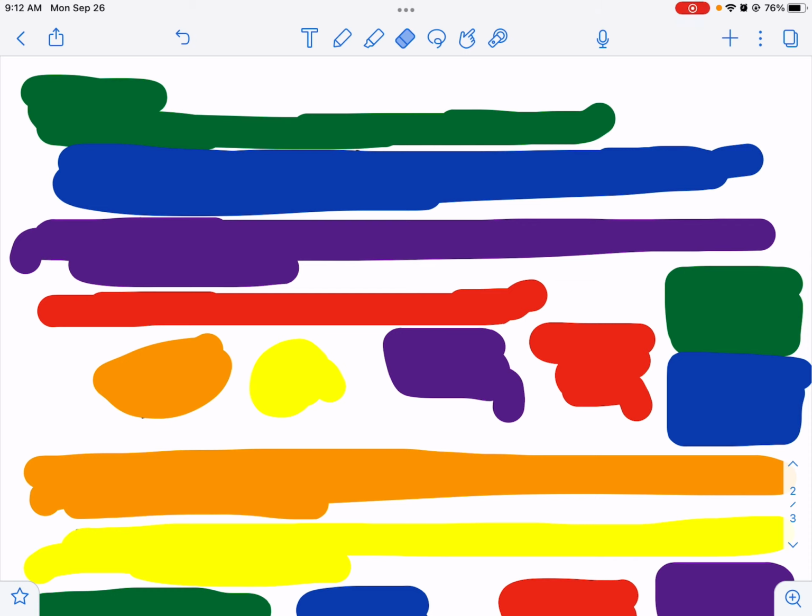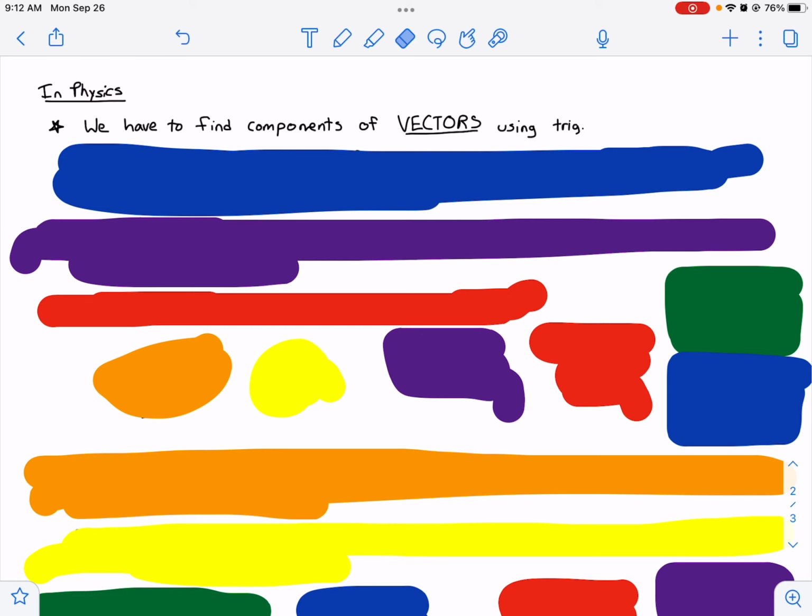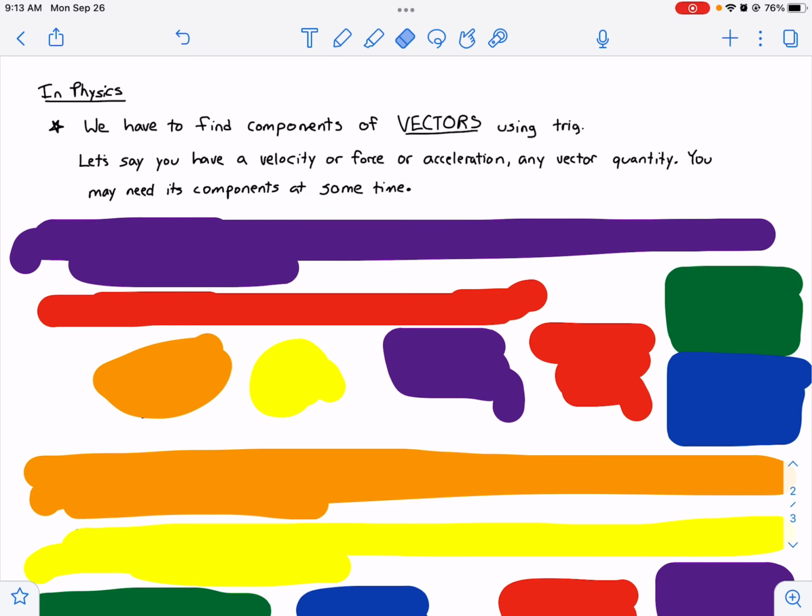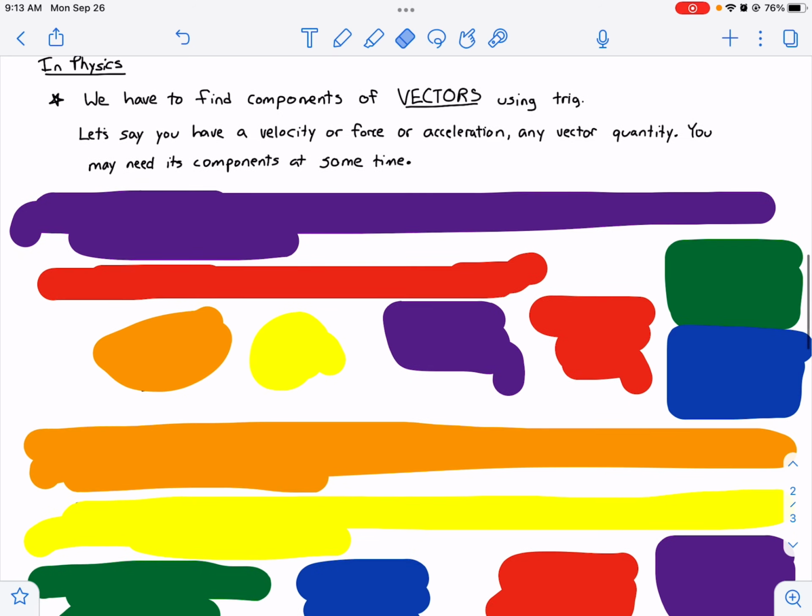Okay, so let's look at some examples in physics. We usually have to find components of vectors. In physics, we've talked about what vectors are. So velocity, acceleration, forces, these are the things that we're going to have to find components of at some point in time. We'll even be adding vectors later on. But right now, we're just looking for the components.